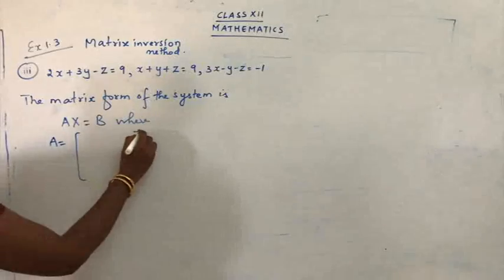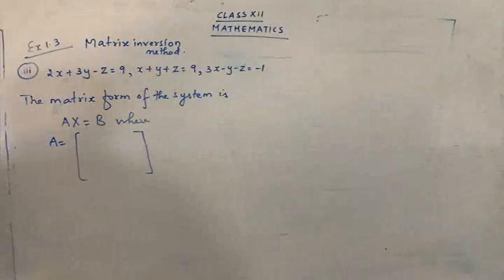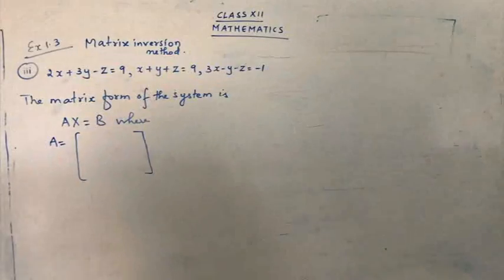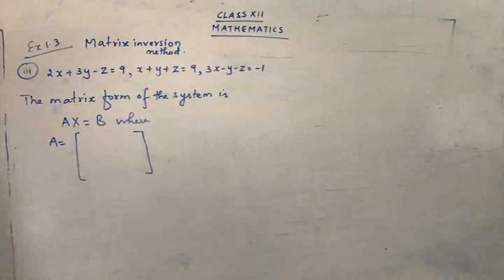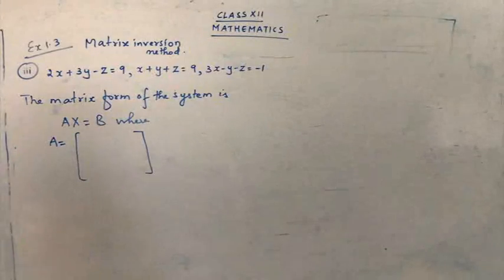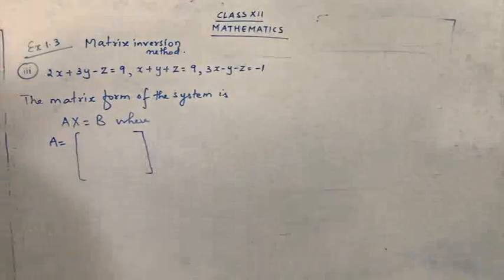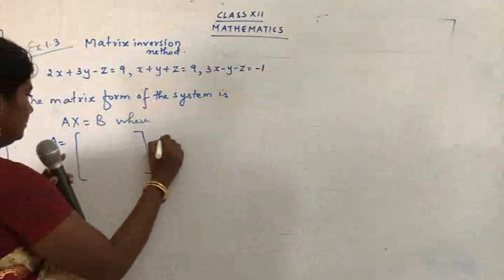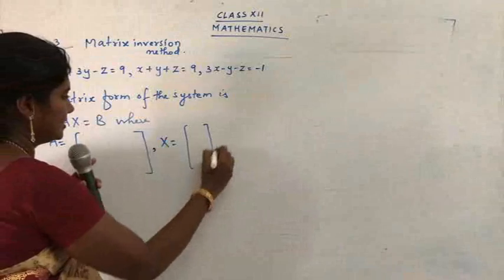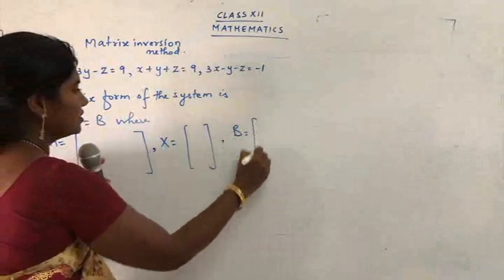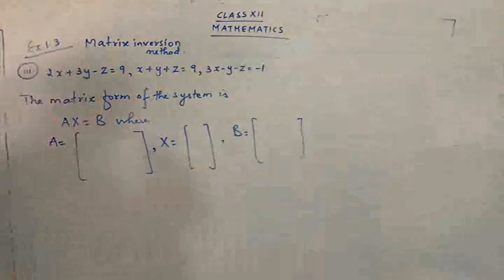So where are you going to find them? You are going to find them from the question itself, okay? So we have been given the linear equations. So find out matrix A, find out matrix X, and also find matrix B. Okay, so this is your work. Do it fast.